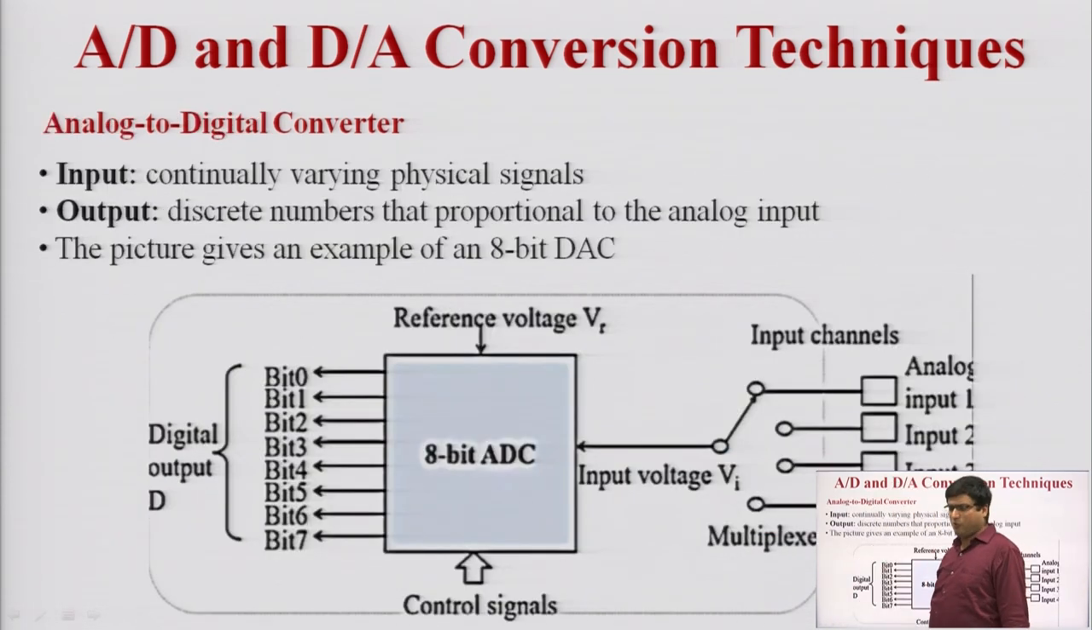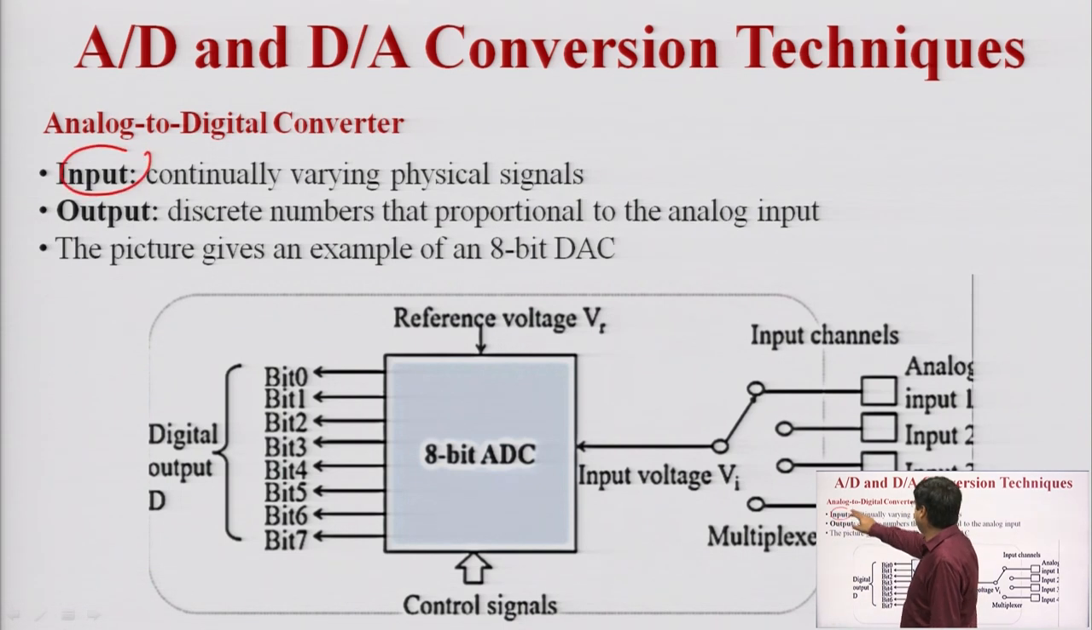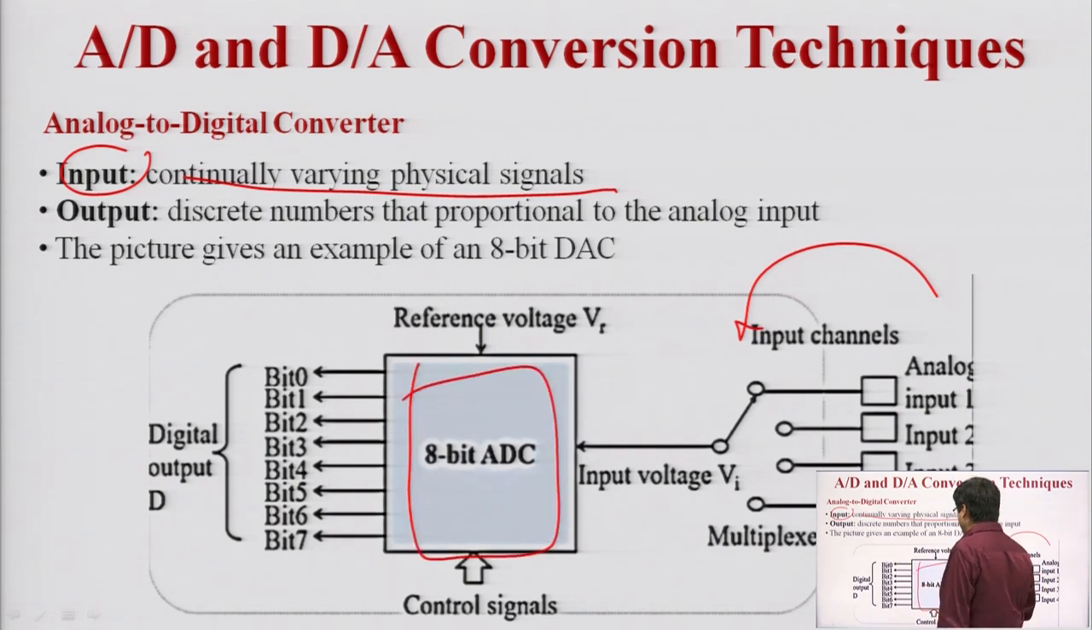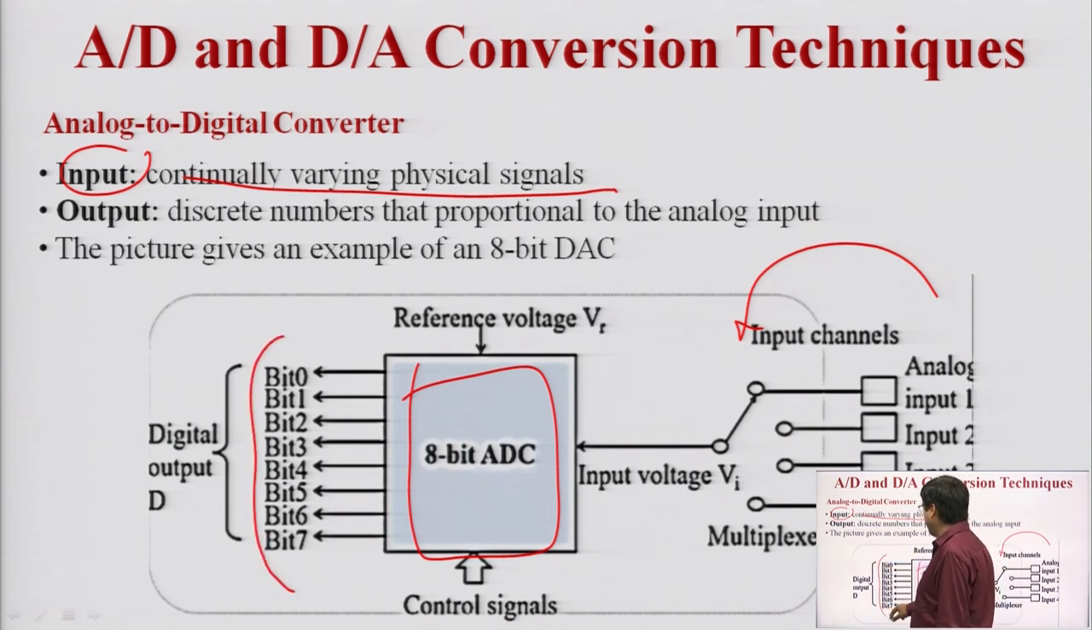Next is the analog to digital converter. It is the reverse, a reverse operation of the DAC, the digital to analog converter. Here the input is a continuously varying physical signal. Here you can see in the diagram the input to the ADC. Here it is an 8 bit ADC. 8 bit means it has an 8 bit binary value.